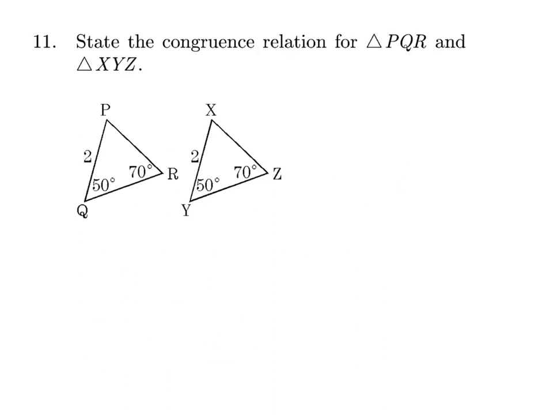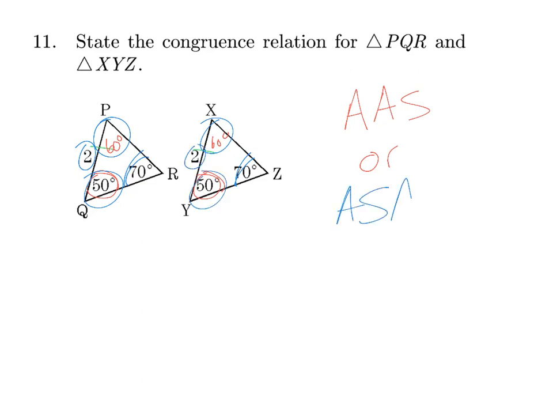All right, for number 11, state the congruence relations for triangle PQR and triangle XYZ. Well, we have 50 here, right? Those are congruent. These are congruent. These sides are congruent. Well, we could say the triangles are congruent by AS, or you could solve for the missing angle, which is 60. Right? And you could say the triangles are congruent by ASA. So either way, both of those shortcuts work.